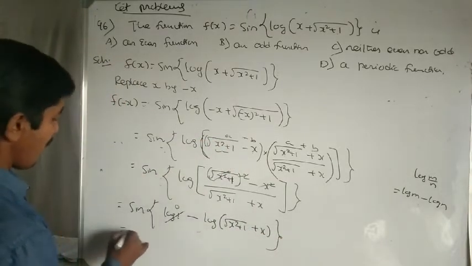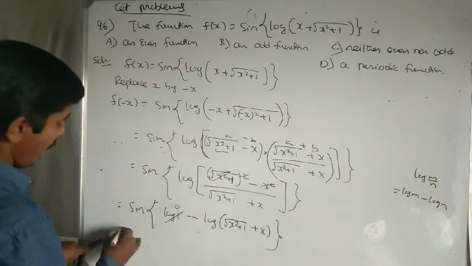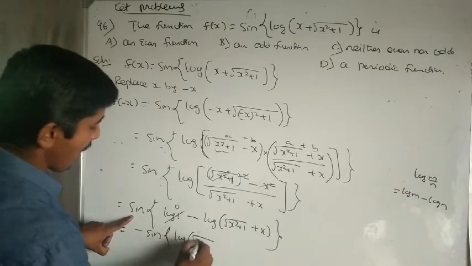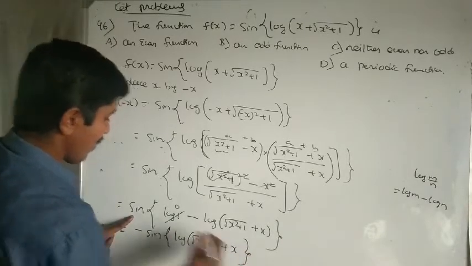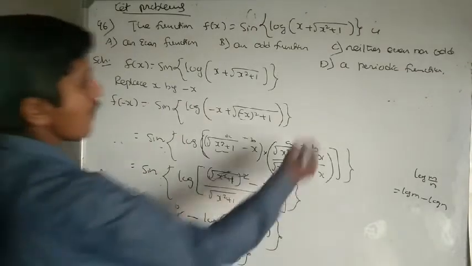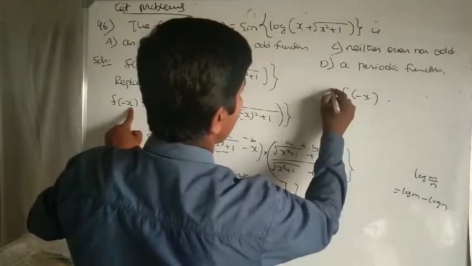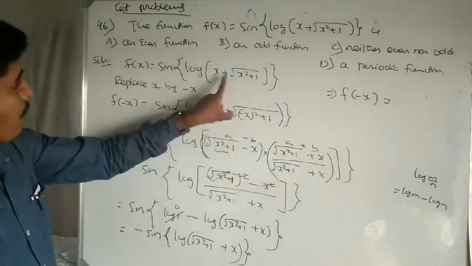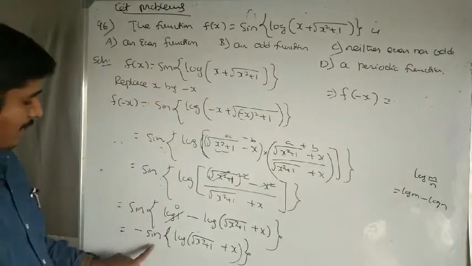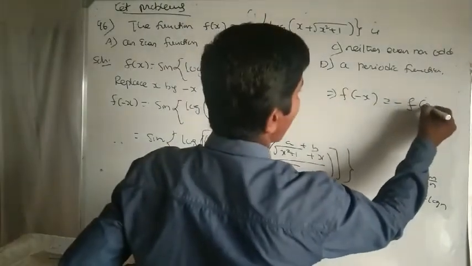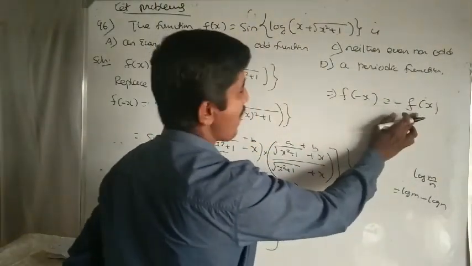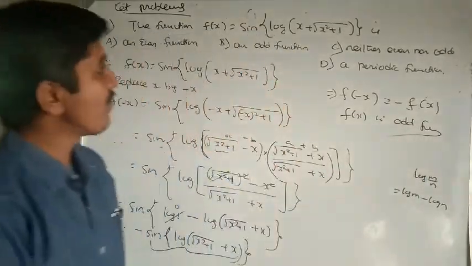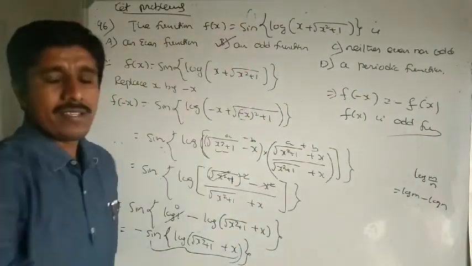Log 1 value is 0. Sin of minus theta is minus sin theta, so we get minus sin of log of root of x square plus 1 plus x. So f of minus x is equal to minus sin of log of root of x square plus 1 plus x, and this is f of x. F of minus x equal to minus f of x means clearly f of x is an odd function. Odd function means clearly B option is the right option.